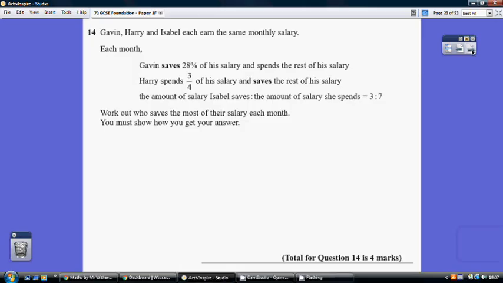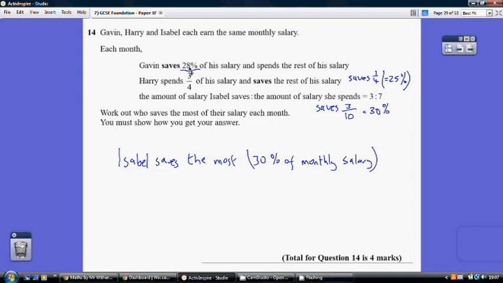Question 14. So Gavin saves 28%, so that's our starting point. Now Harry spends 3/4 of his salary and saves the rest. So Harry saves 1/4, and 1/4 is 25%. Now the amount of salary Isabel saves compared to the amount she spends is 3 to 7. So she saves 3 bits out of 10. 3 add 7 equals 10. Okay, Isabel saves 3, spends 7, so in total earns 10. So Isabel saves 3/10, which is 30%.